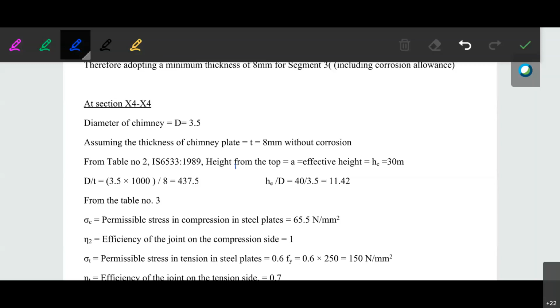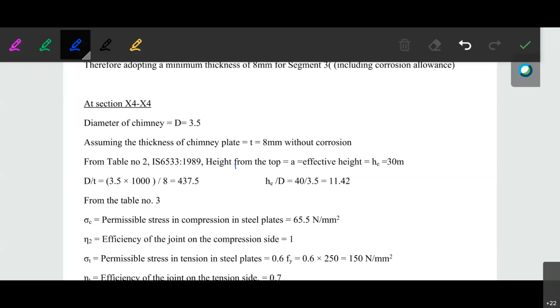Here sigma c we have calculated as 65.5, and the value will be 1. Efficiency of that particular joint in compression is 1. Therefore the thickness requirement as per the maximum compressive stress is equal to 4.35 mm. Okay, as per the tension this was 2.5 mm, and as per the compression this was 4.35 mm. Therefore obviously considering it as 4.35 mm.